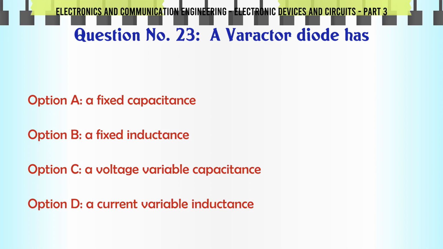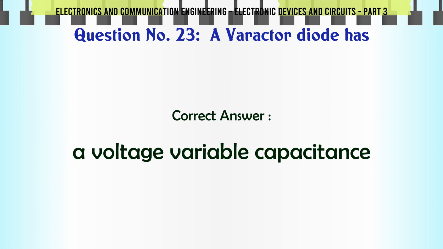A current variable inductance. The correct answer is a voltage variable capacitance.